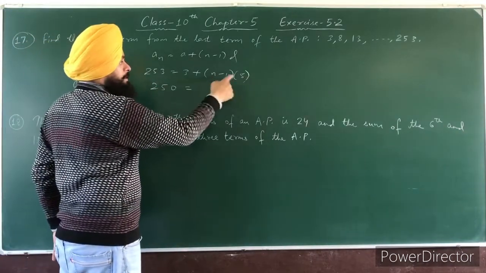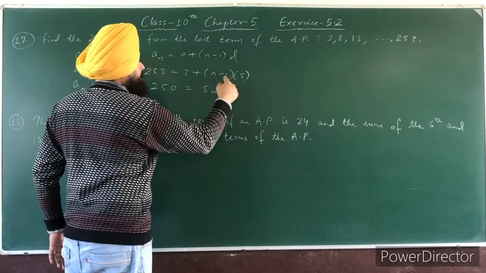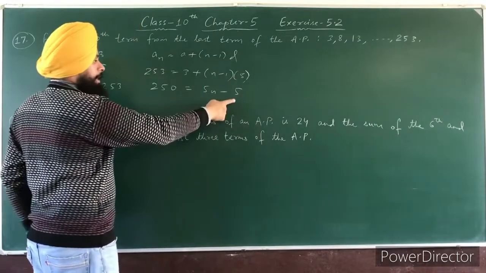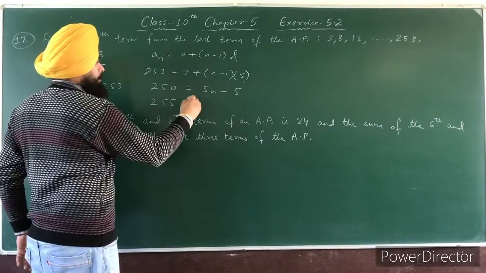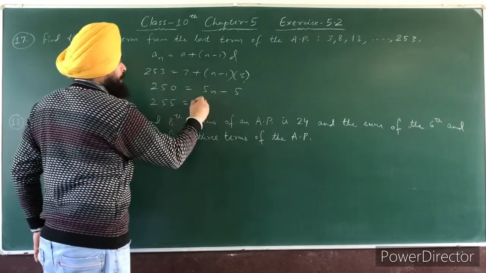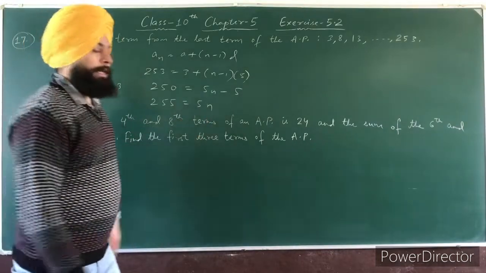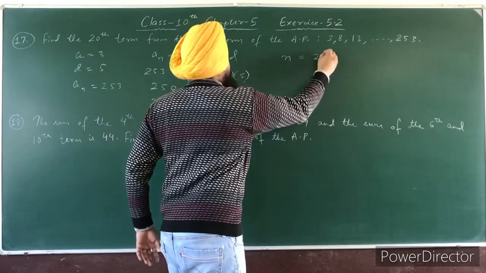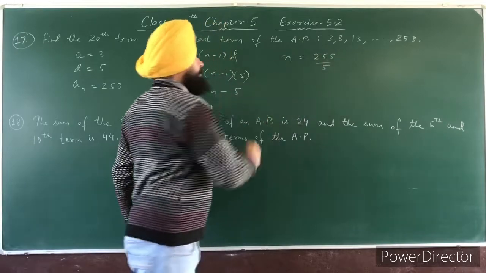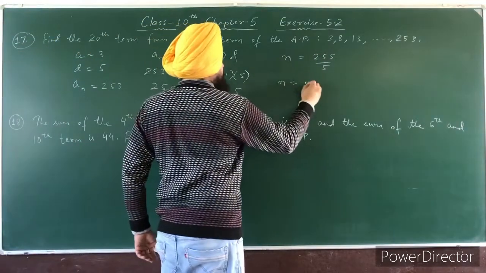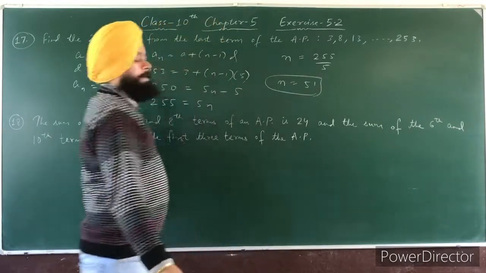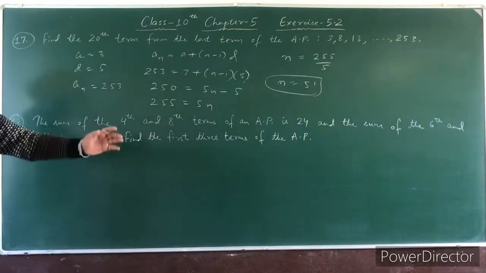Now for the brackets here, 5 into N is 5N, minus 5. Now again take this 5 on the left side. So 250 plus 5 is 255, is equal to 5N. Now what is N? N is 255 divided by 5, and it is 51. It means there are a total of 51 terms in this series.